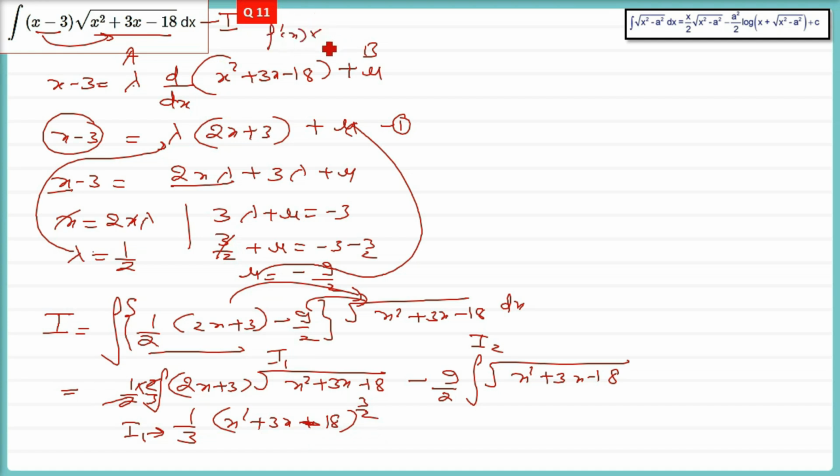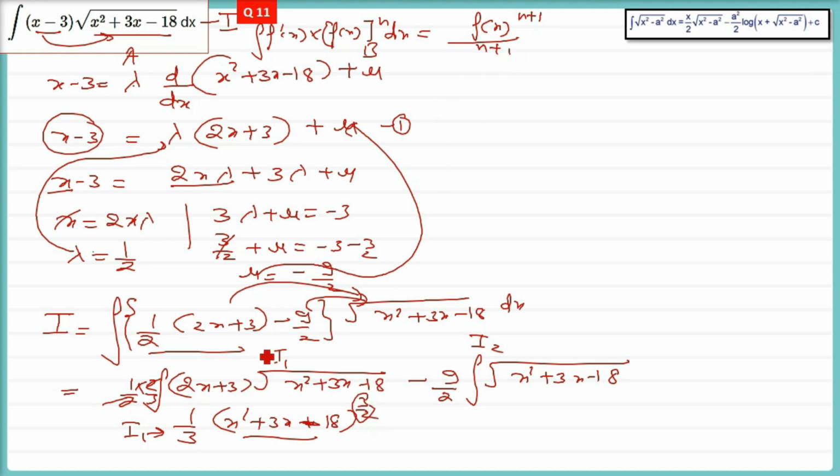Let me tell you again that f dash x into fx to the power n, if you integrate this with respect to dx, you will always get fx to the power n plus 1 divided by n plus 1. In our case, x square plus 3x minus 18 is our fx and n is half.